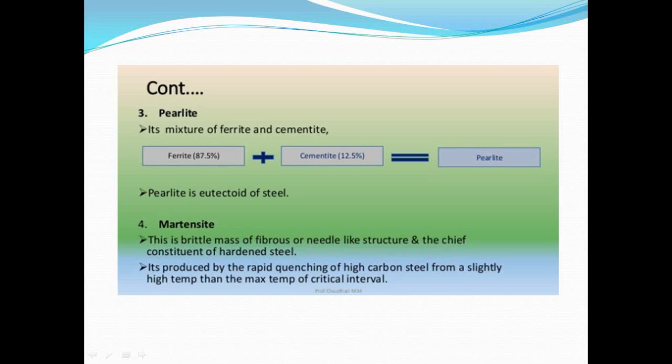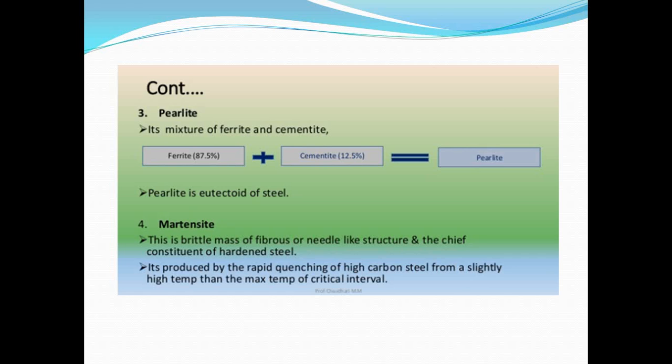So the fourth one is martensite. This is a brittle mass of fibrous and needle-like structure, the chief constituent of hardened steel. It is produced by the rapid quenching of high carbon steel from a temperature slightly higher than the critical temperature. So how are we going to get this martensite? Initially we are going to heat the high carbon steels and suddenly cool them down.